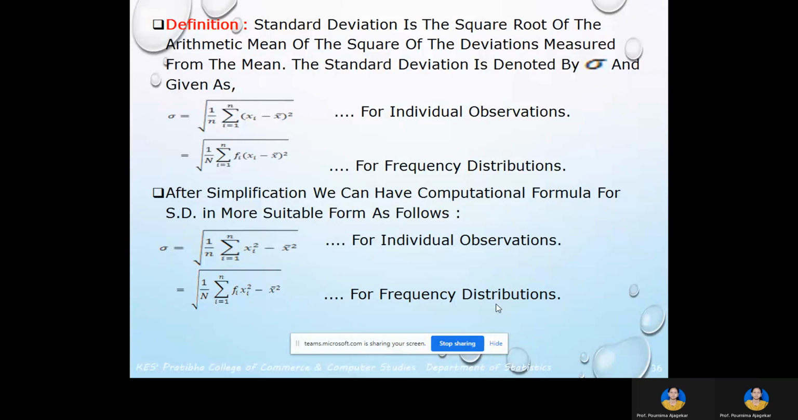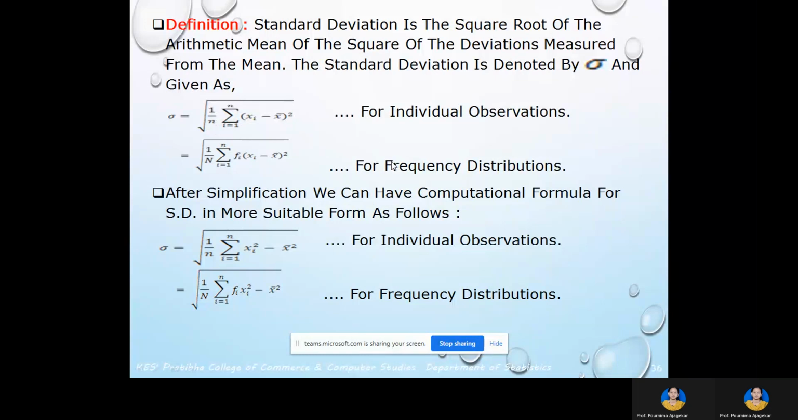Once again, we will see the definition. Standard deviation is the square root of the arithmetic mean of the squares of deviations measured from the mean. The standard deviation is denoted by sigma, and for individual observations or raw data, the formula of standard deviation is square root of 1 upon n summation of xi minus x bar square.